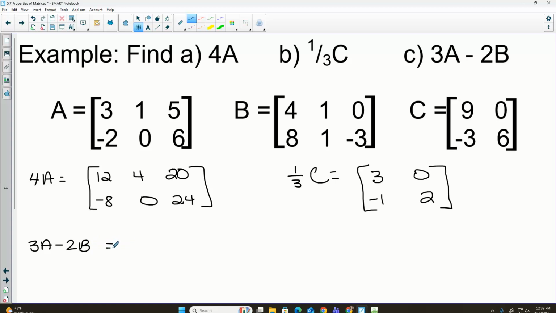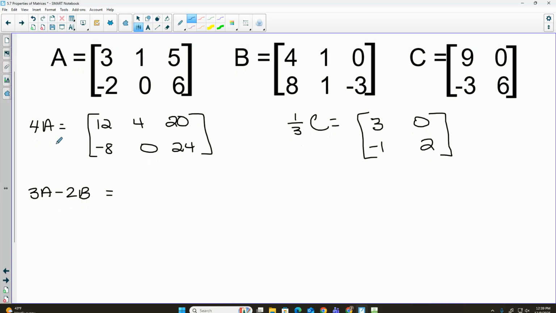Okay. We can do combinations. So 3A minus 2B. You might just be able to write down the answer here, and that's totally fine. I'm going to take a minute and just show what we're doing here. So if I said 3A, you take everything in A times 3. You get 9, 3, 15, -6, 0, 18.